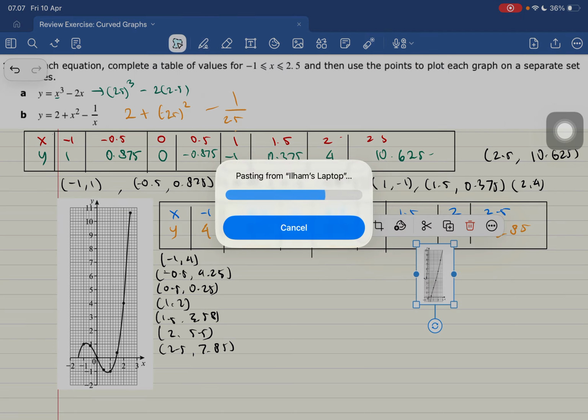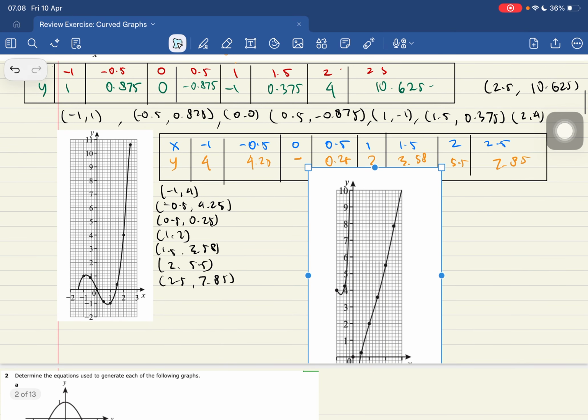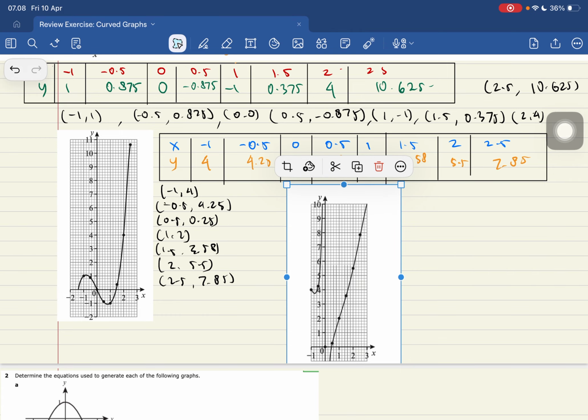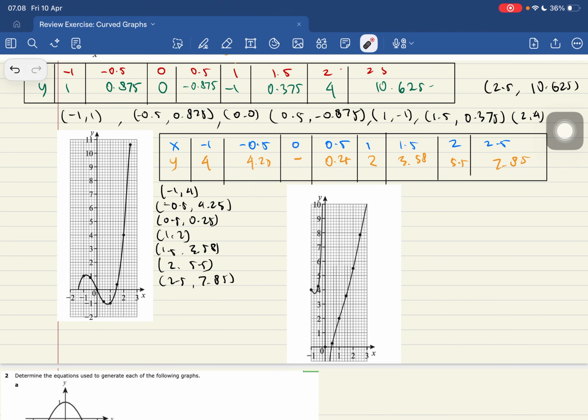I'll just copy and paste. Here it is. As I mentioned, there is no value for 0, so here there is no value. Starting here with negative 1 and 4, and then go on and continue with 0.5, 1, 1.5, up to x equal to 2.5. There it is. We just plot the points and draw the line.